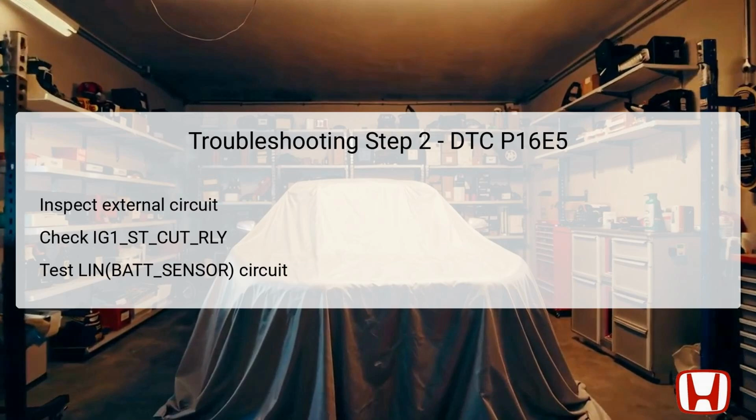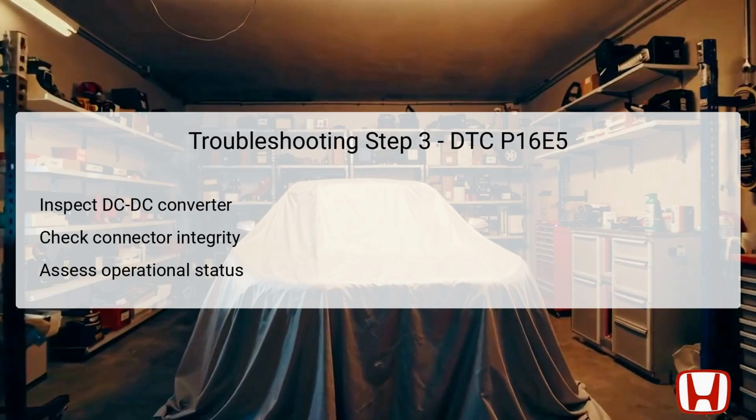Start with the IG1 ST-cut relay circuit, as any disruptions here may impact the entire communication line. You'll need to verify that this circuit has continuity and is functioning as expected. Following this, pay close attention to the LIN BAT sensor circuit, as this sensor is vital for measuring the battery performance and communicating this data to the PCM. Proper inspections will require checking for any frayed wiring, loose connections, or signs of corrosion that may disrupt the signal path, all of which could explain the communication error.